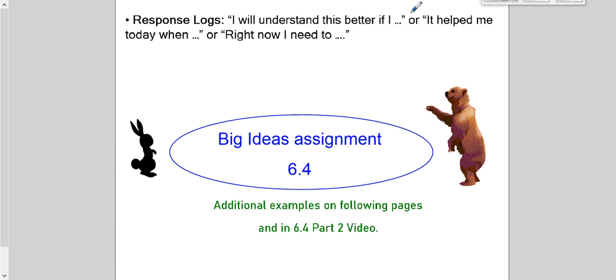Response log. I will understand this better if I watch it again, maybe read the book, or it helped me today when my teacher slowed down. Right now I need to, okay, big ideas assignment 6.4, additional examples on following pages, and in 6.4 part 2 video. I will go back and do example 6 and do the examples that are after this page in video 2.